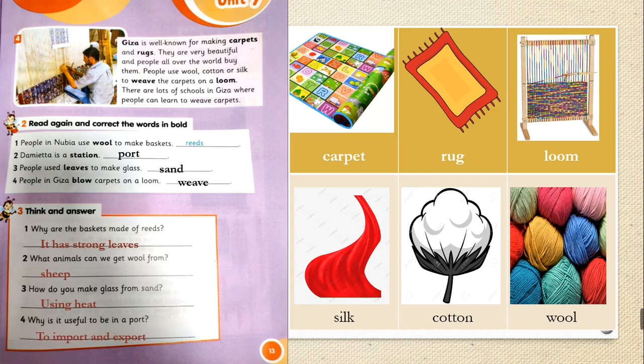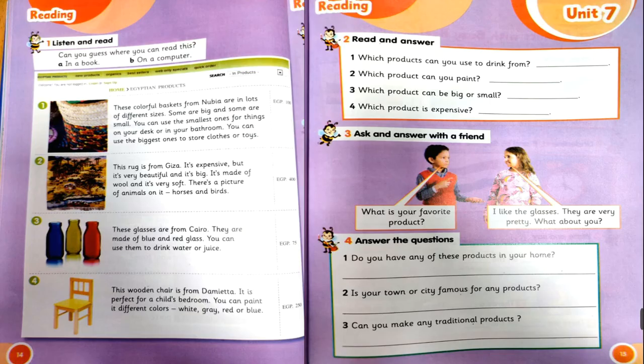Move to the next page, page number 14. Now in here, what is this? Where can you see this? Can you guess where you can read this? Excellent. On a computer. Why? Because we have links in here, link in here.